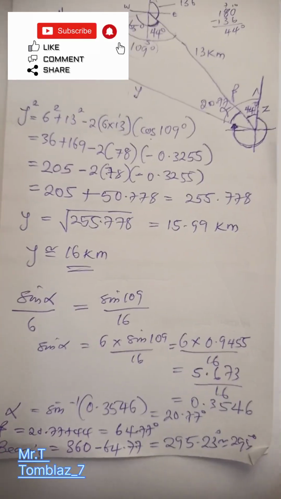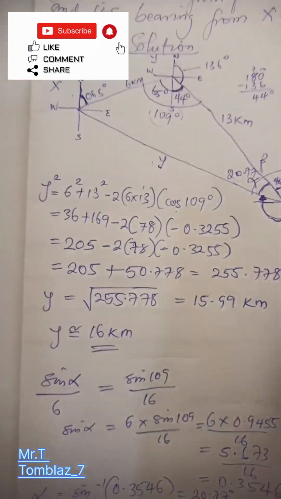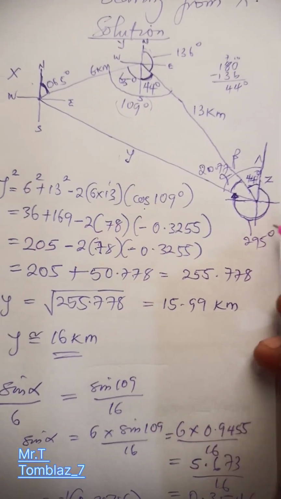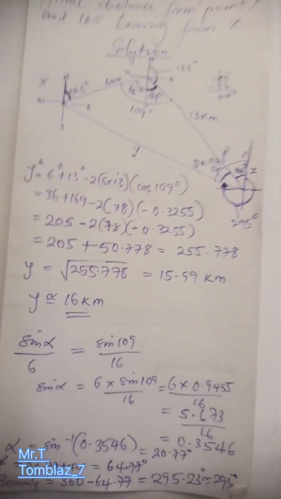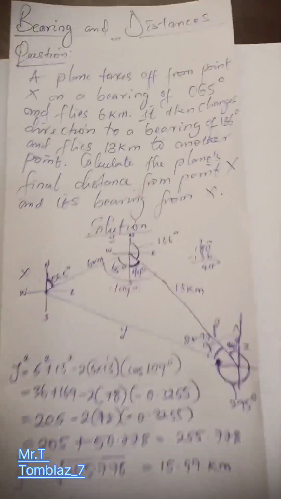So now to finally conclude on the bearing, this entire portion is going to give you 295 degrees. That's our bearing. So we have answered the second part of the question.